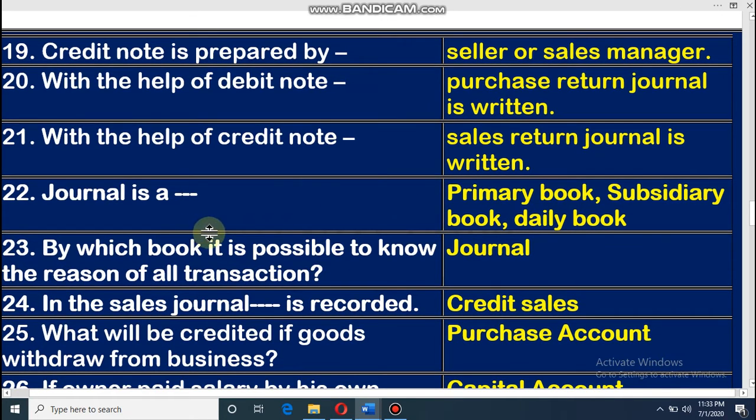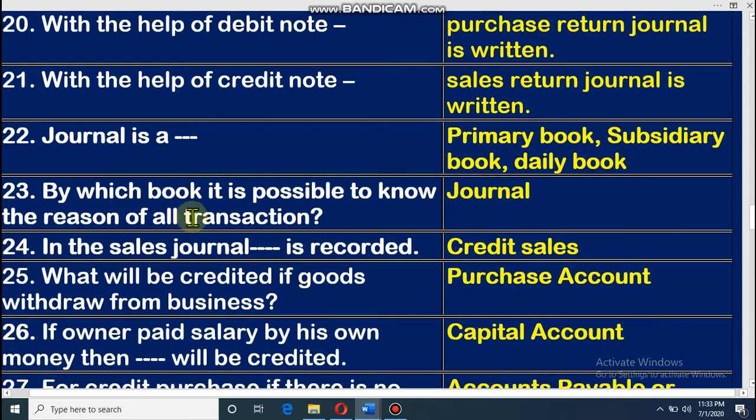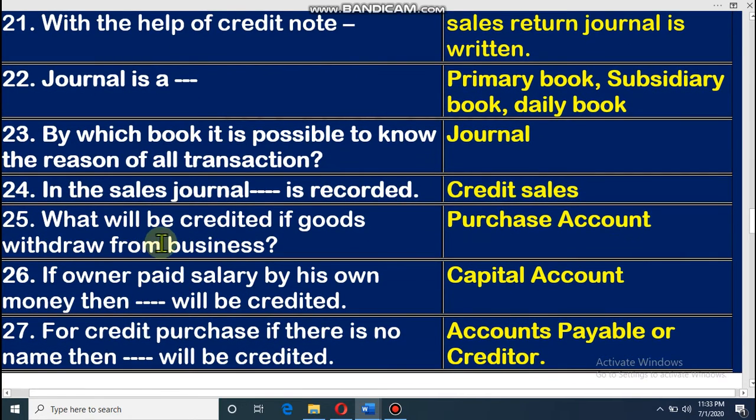Dear student, journal is primary book, subsidiary book and daily book, all are correct. By which book is it possible to know the reason of all the transactions? From journal. From the journal we can find the reasons of all types of transaction. In the sales journal, credit sales is recorded. What will be the credit if goods are withdrawn from the business?